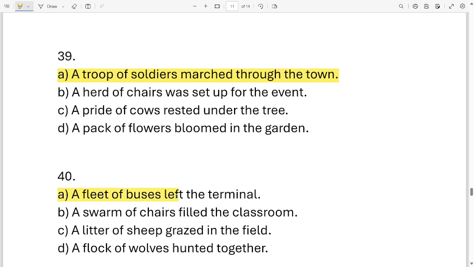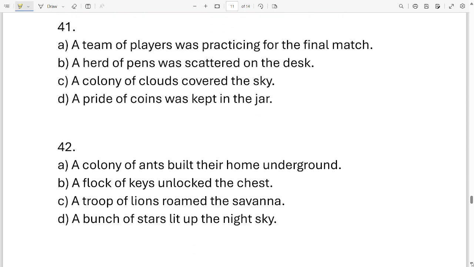It is option A. A fleet of buses left the terminal. Okay, let's move on to the next question. Question 41. A team of players was practicing for the final match. A herd of pens was scattered on the desk. A colony of clouds covered the sky. A pride of coins was kept in the jar. Out of these 4 sentences, identify which one has used the collective noun correctly.